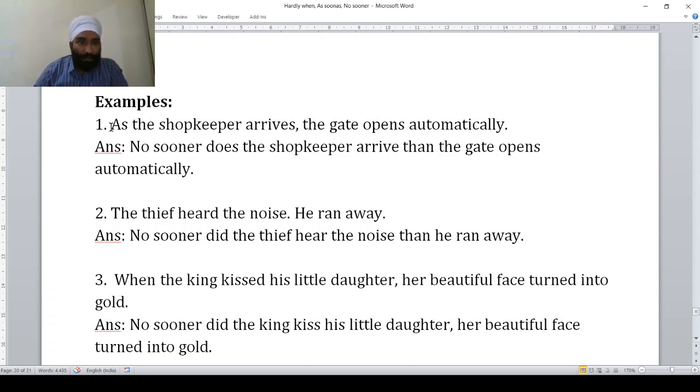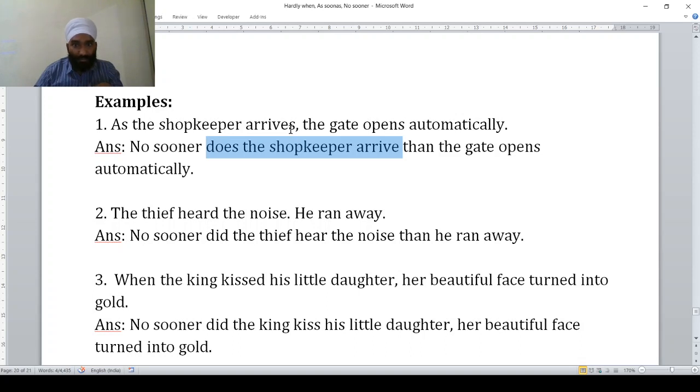Here how to join this sentence? No sooner. No sooner we have used in the beginning, and it is compulsory we should use no sooner in the beginning of the sentence. After that, the subordinate clause, the first action, that clause we have to use first. Here we have used does. No sooner does the shopkeeper arrive, which was originally as the shopkeeper arrives.